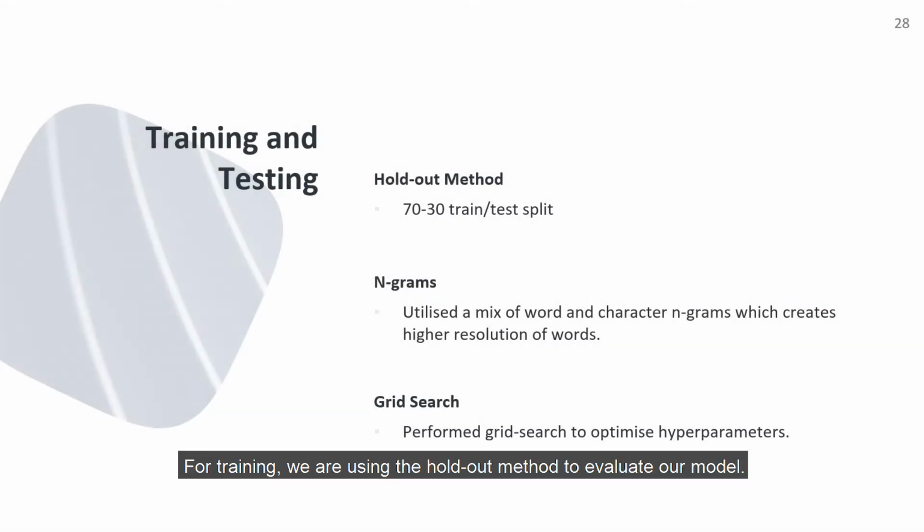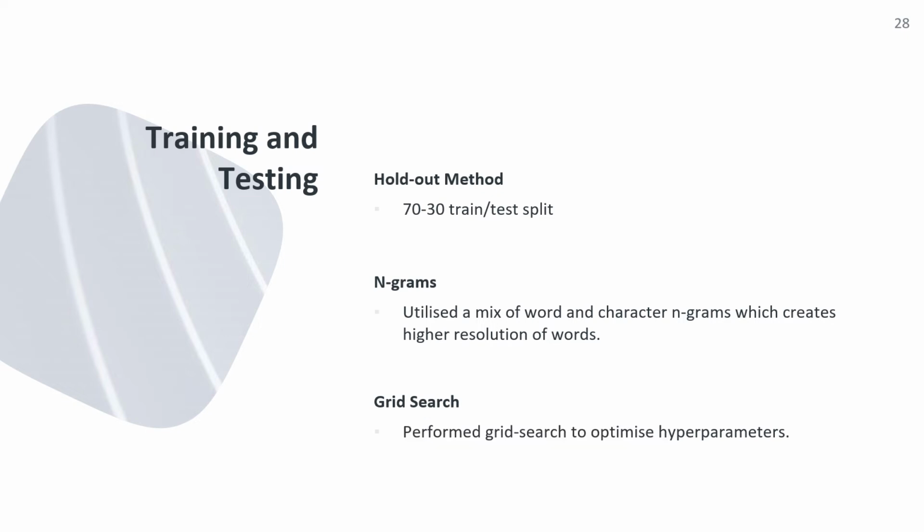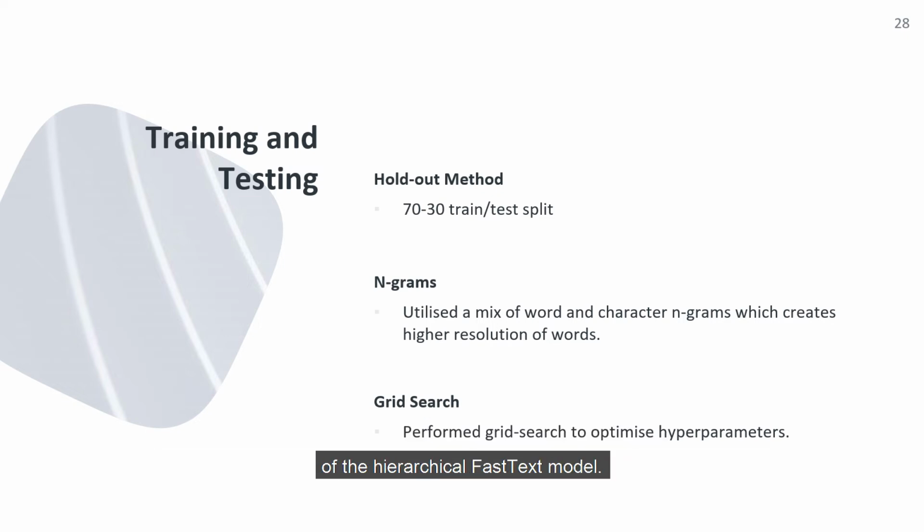For training, we are using the holdout method to evaluate our model. 70% of the stratified dataset will be used for training and subsequently tested on the remaining 30%, which search was subsequently employed to fine-tune the hyperparameters of the hierarchical FastText model. We settled on learning rate of 0.001, 5000 epochs, a hierarchical softmax loss, and the choice of using n-grams of 3. F1 score is used to evaluate the performance of the model.